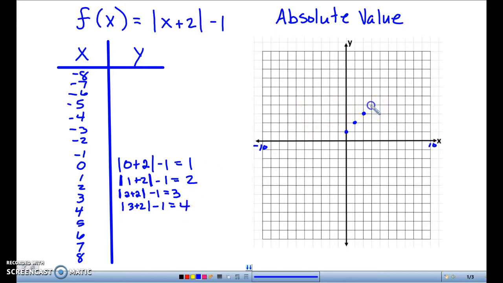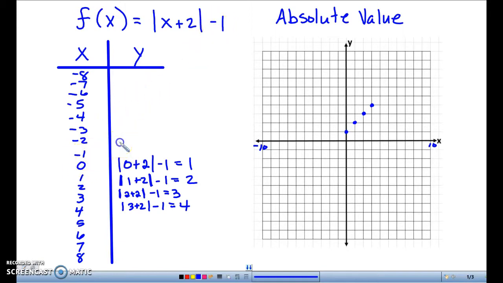And I kind of already see a pattern here, don't you? Yeah, I think as these continue, as each one of these x values increases by 1, it looks like my y values are increasing by 1. So I can go all the way down to 10. 8 plus 2 is 10. Absolute value of 10 is 10. And 10 subtract 1 is 9. I mean, it still fits on our graph. But I think I'm going to start working backwards.